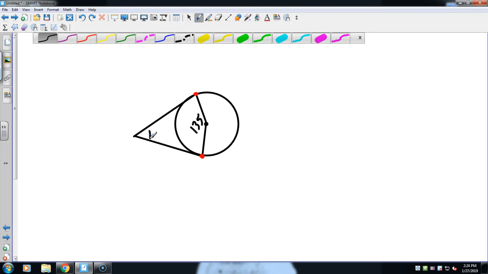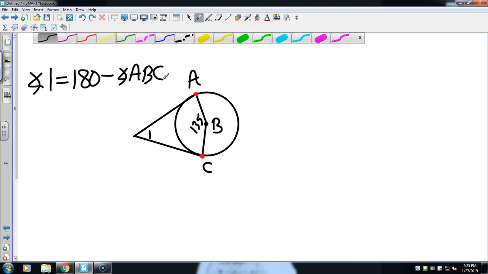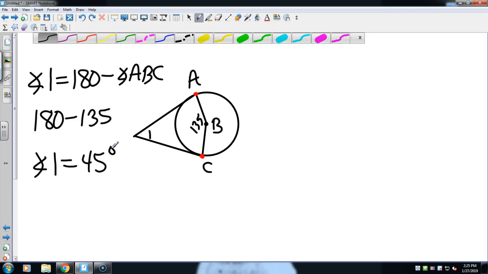And so in this case, angle 1 is equal to 180 degrees minus the circumscribed angle, which in this case is angle ABC. And so if I wanted to solve that, that would be 180 minus 135. So that would mean that angle 1 would be 45 degrees. So the circumscribed angle is the 135, and the exterior angle of the two tangents to that would be 45 degrees.